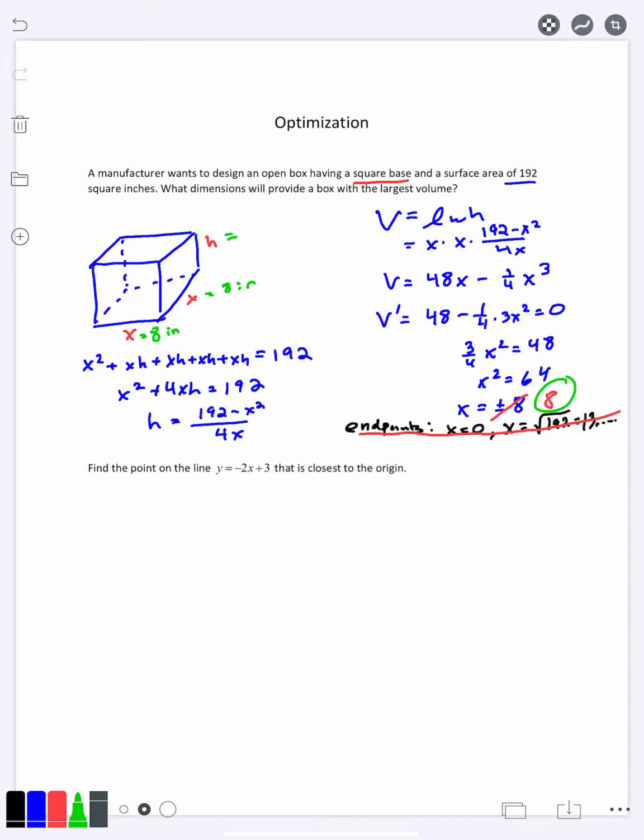I get 4 inches. So that means my box for my final answer should be 8 inches by 8 inches by 4 inches. And so we just found the best possible way that that company could turn their material into boxes.